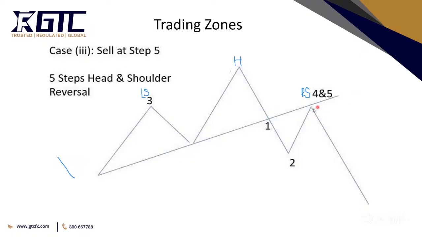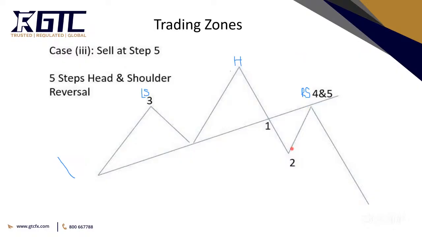All right. So the right shoulder would be formed mostly by a very sharp rally of the markets. And this rally would be so sharp, most of the time it would give us an impression that markets are going to print a new high.